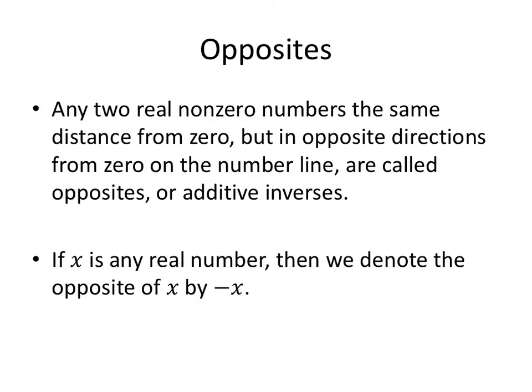Another property we have is that any two real non-zero numbers the same distance from 0 but in opposite directions from 0 on a number line are called opposites or additive inverses. Now that sounded a little complicated, so let's take a look. If I have a number line and I have my 0, maybe over here I have 3, maybe over here, the same distance away, I'll have negative 3.